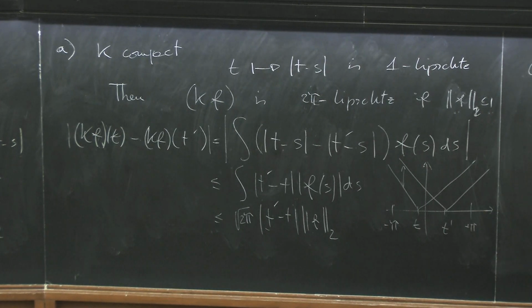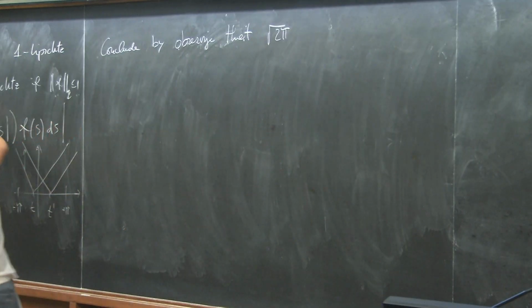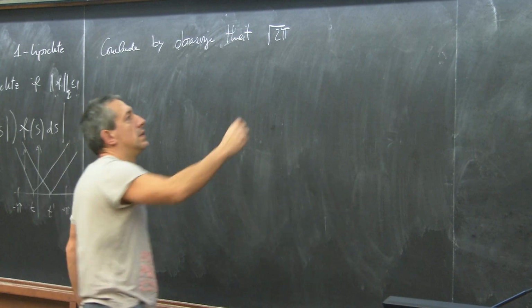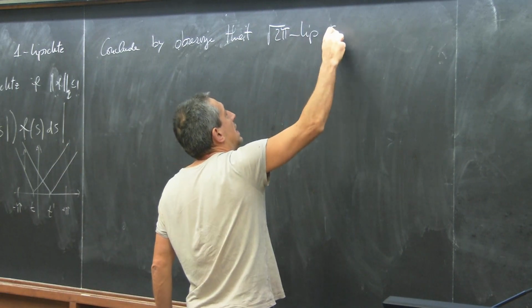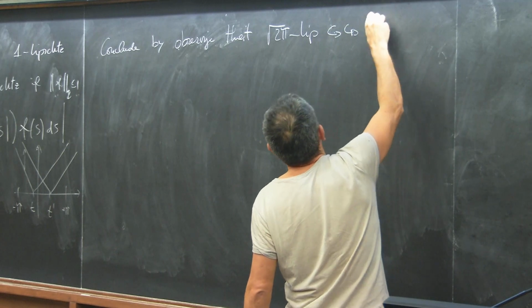by showing, or just observing, because it's an observation, that the square root of 2 pi Lipschitz functions form a compact set in C0.